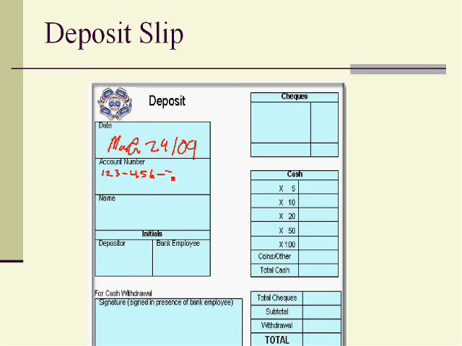The name on the account. So if this was my account, it would be Ted Martin. Now the initials of the depositor. This would be the person who deposited the money. So say if it was somebody else other than me, say it was my wife, she would put her initials and then the initials of the bank employee that received the money.